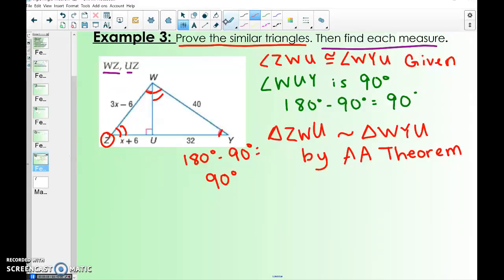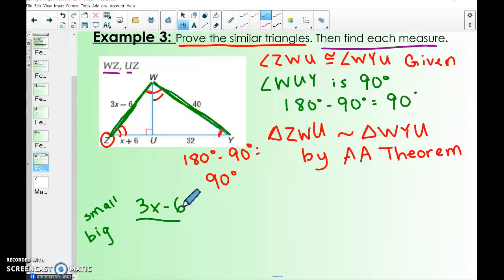Okay, so I'm going to color code these edges for myself. So Z to W is going to have to match this guy over here. Okay, again, if I kind of rotate this small triangle in my head, it would match that side. So that means, let's see, we'll do small versus big triangle. That's going to be our comparison with our proportion. So we have 3x minus 6 in the small triangle should be proportional to 40 in the big triangle.